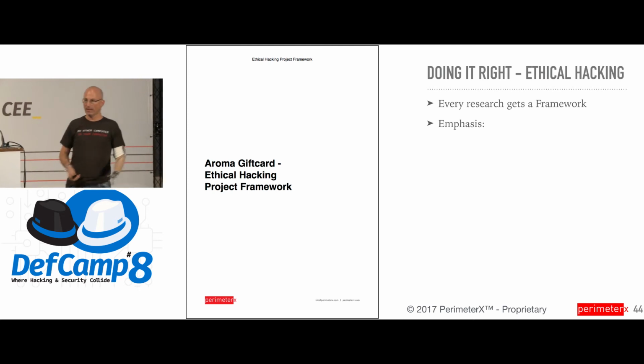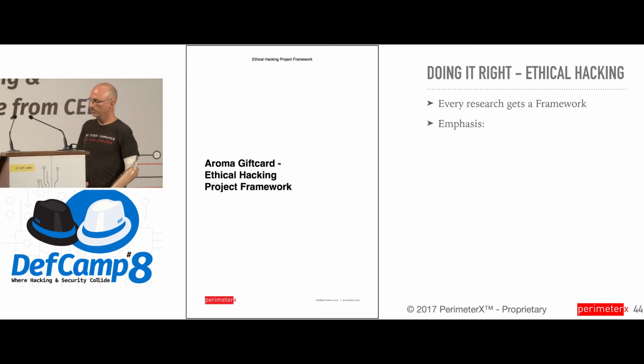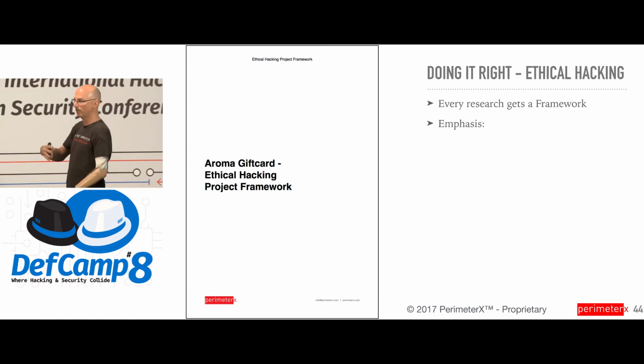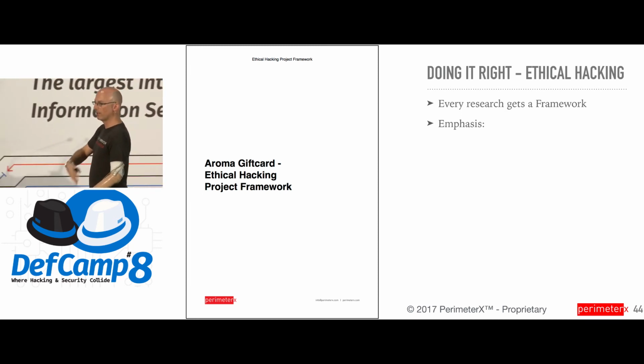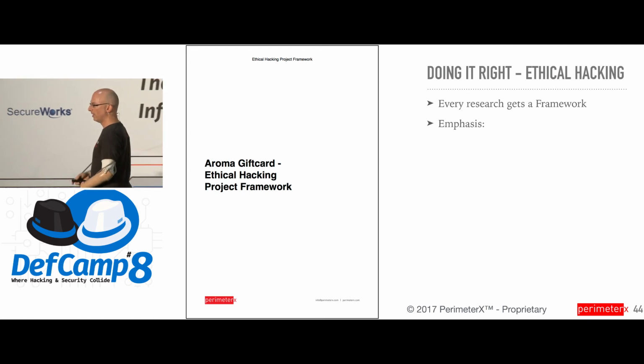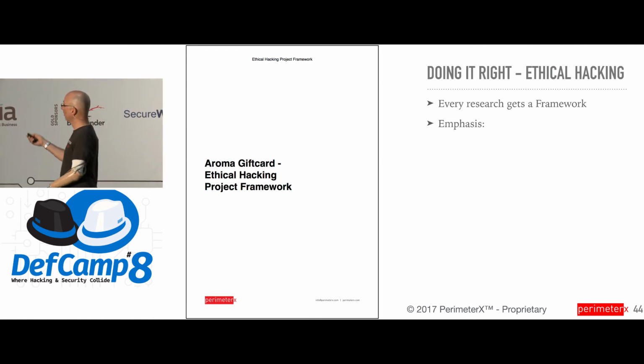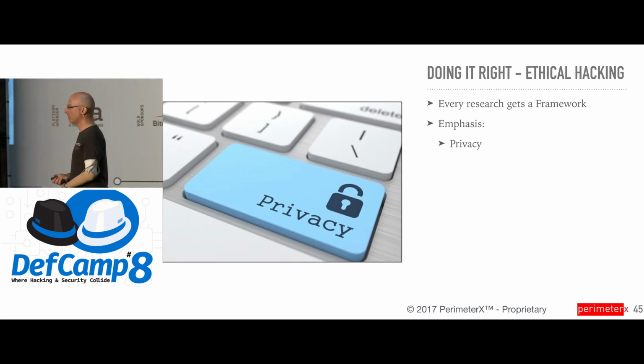Coming again to ethical hacking. An ethical hacking framework is the document that shows that you were thinking about the risks and you are approaching this in a responsible way, as to not cause any damage but still be able to do your research and prove your point. So, point number one, privacy.